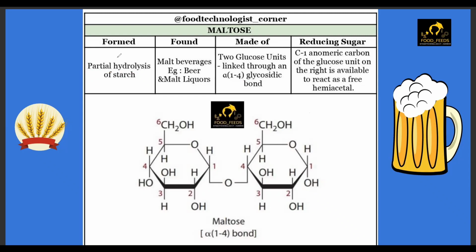Basically, maltose is formed when there is a partial hydrolysis of starch, and it is naturally found in malt beverages like beer and malt liqueurs. Maltose is also added as an ingredient in a variety of foods.